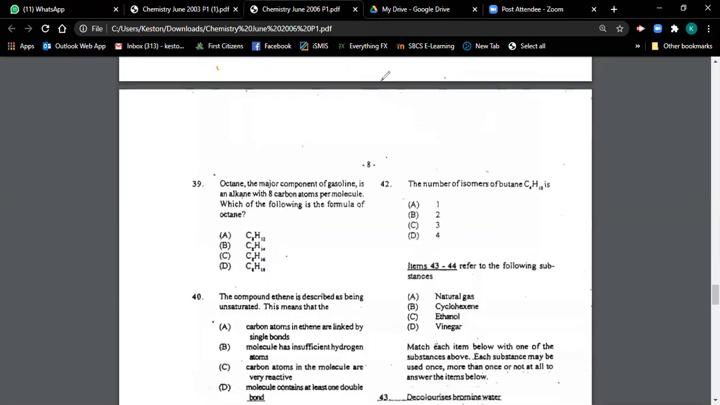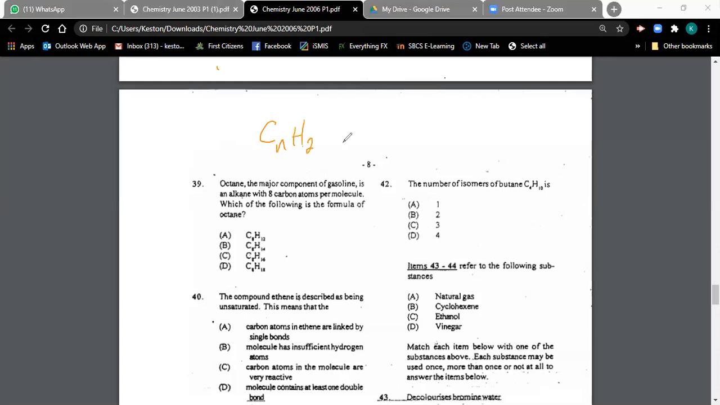39. Octane, the major component of gasoline, is an alkane with 8 carbon atoms per molecule. Which of the following is a formula for octane? Right, alkanes, the general formula for that is a bit different: CnH2n plus 2. So if you have 8, what are we going to get here? D? Yes, D is correct. Good job.